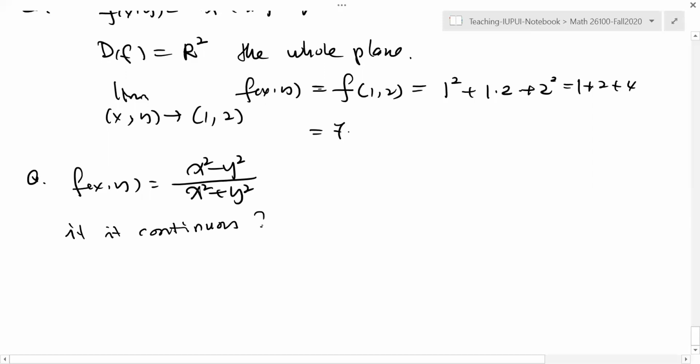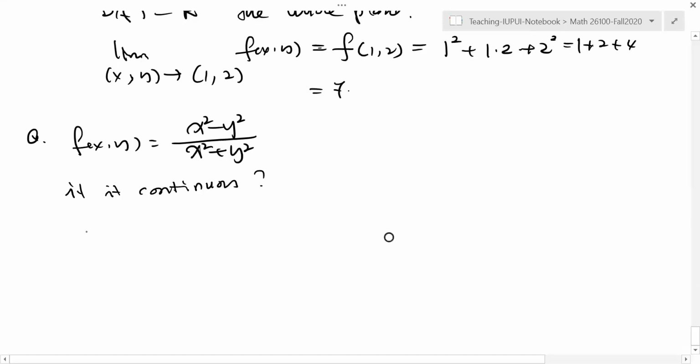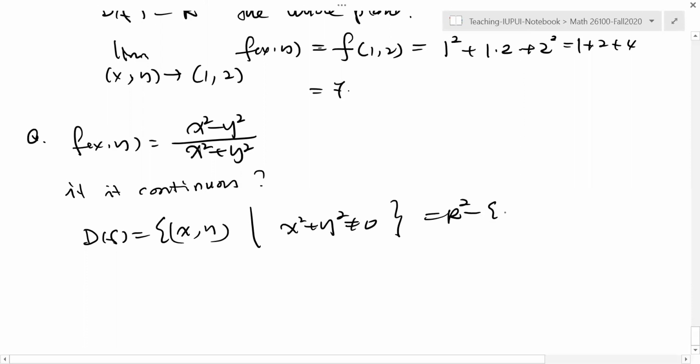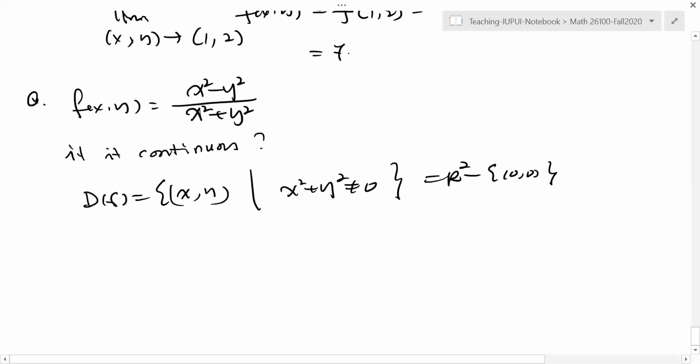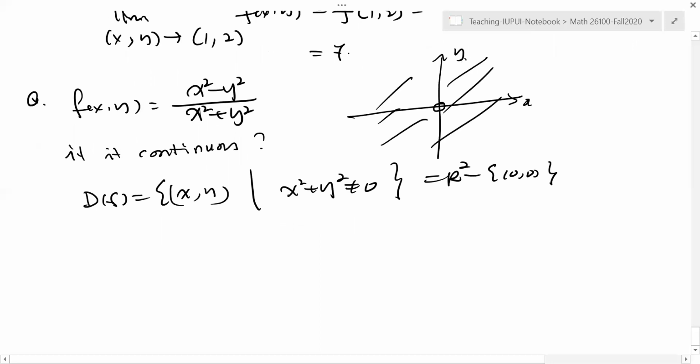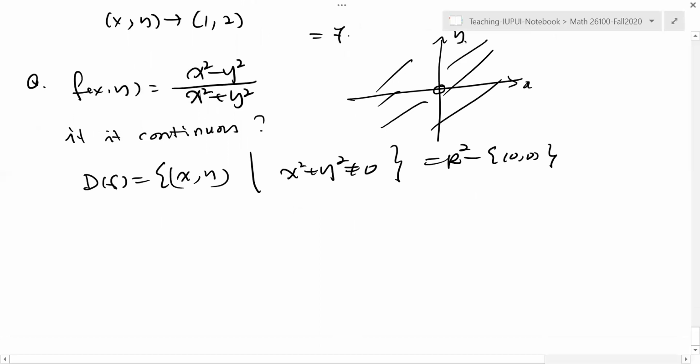So how do we answer this question more precisely? First of all, let's figure out the domain. The domain of this function is those points such that the denominator is not 0. So this is the whole R2 minus the origin. Delete the origin. Everywhere else, it's fine. So the domain is the whole plane without the origin.